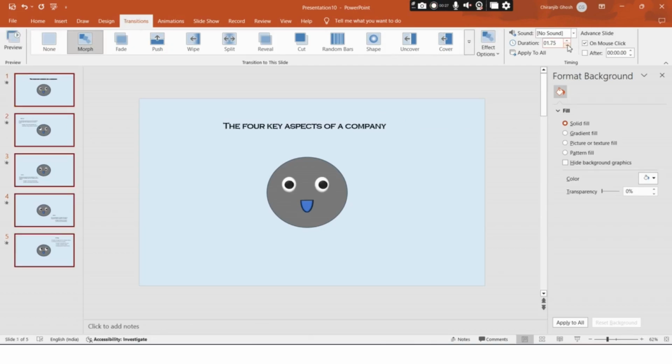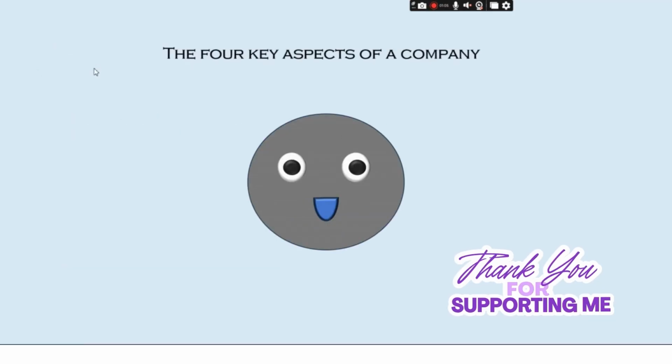Select all slides, apply the morph transition, and reduce the duration. Start the slideshow. Hover the mouse over the slides and observe the effect.